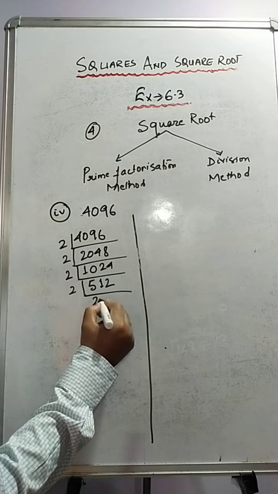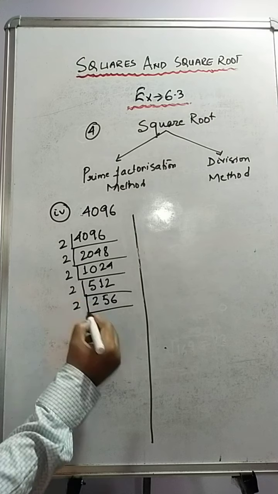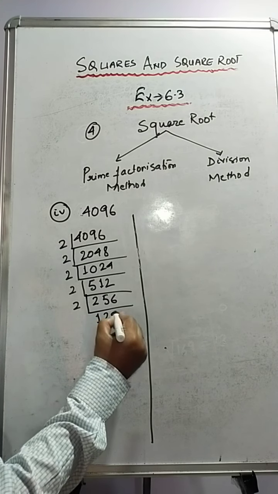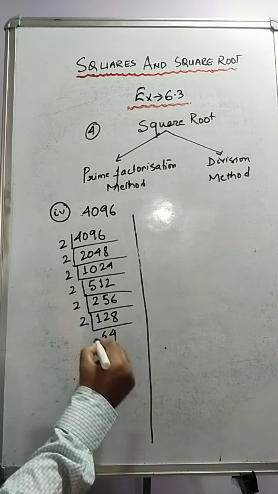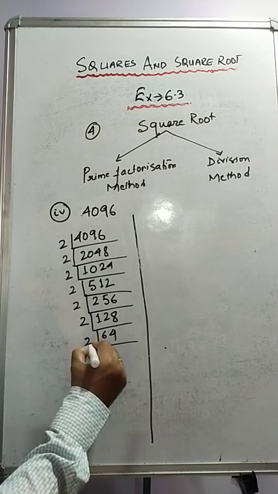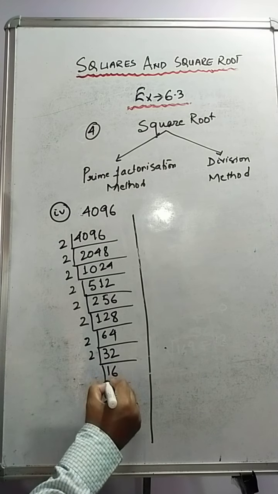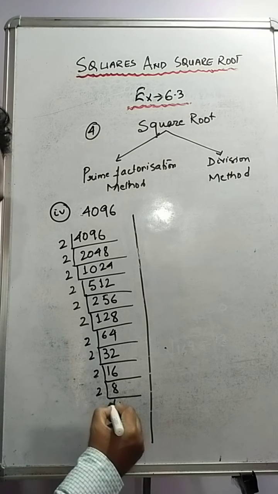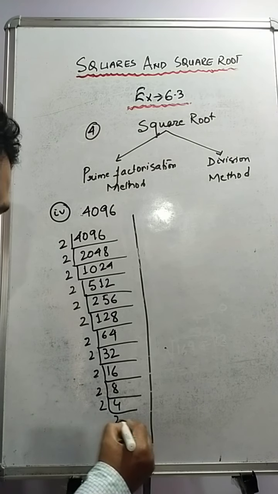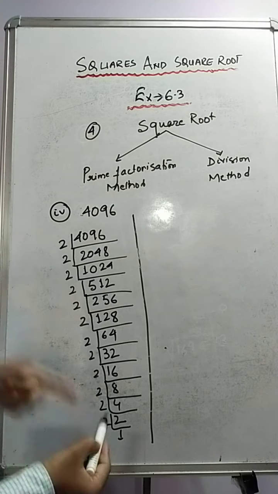Again it is divisible by 2, students. Again it is divisible by 2. 256, 128. Again it is divisible by 2. 64. My God. Again it is divisible by 2. 32. Again divisible by 2. 16. Again divisible by 2. 8. Again divisible by 2. That is 4. Again. So see, all the factors are 2 only.